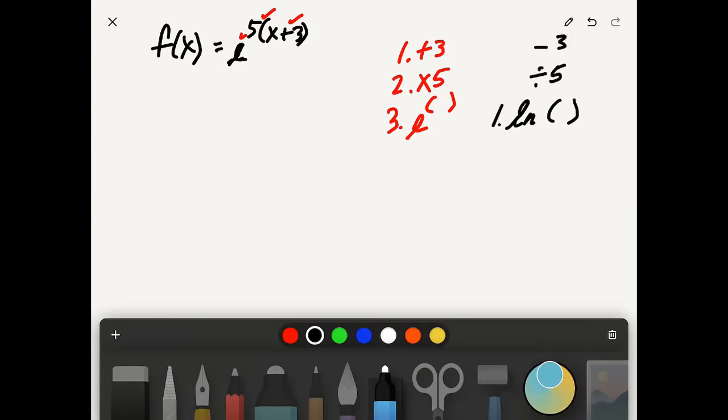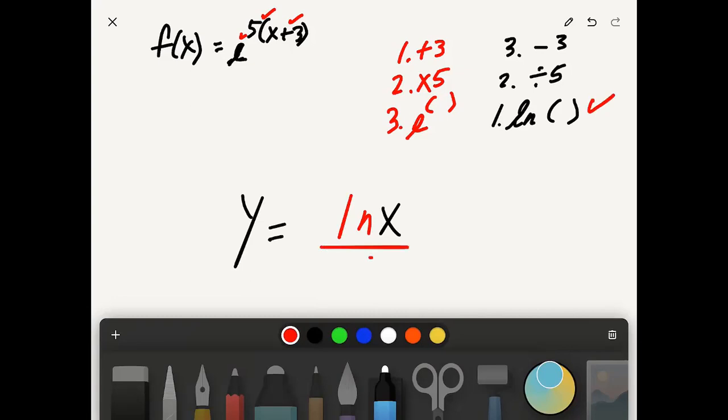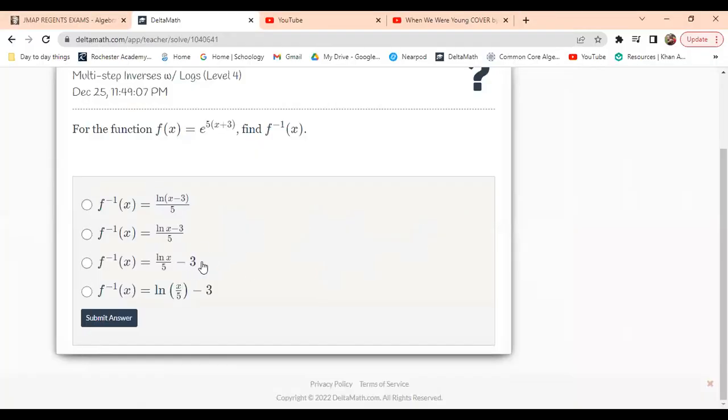So it's going to be 1, 2, 3. And so we start with this. So we're going to start with the natural log of X, and then we're going to divide it by 5. And then we're going to subtract 3. So this was pretty simple. Maybe they gave me an easy one since I goofed up on the last one. So I got this third one.